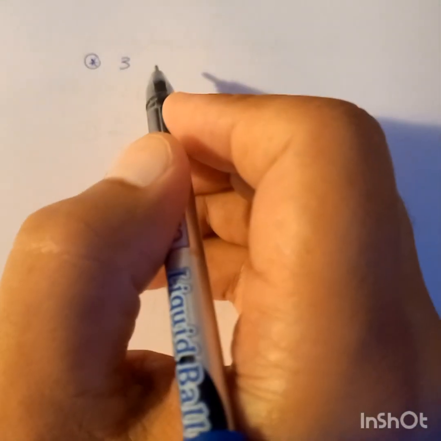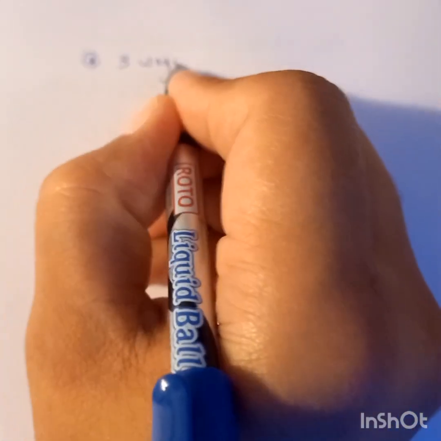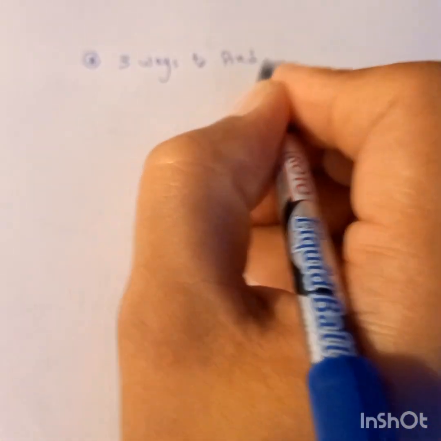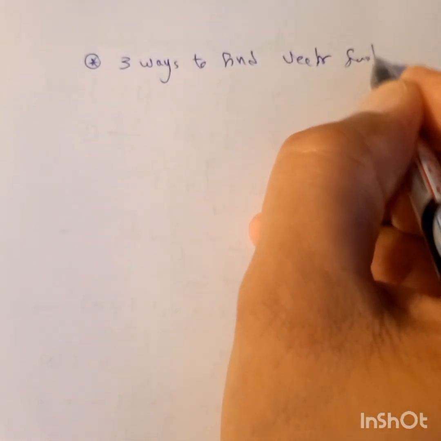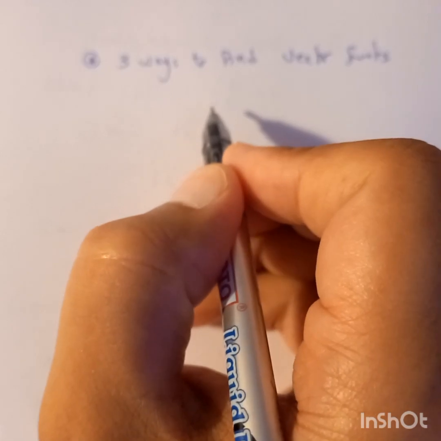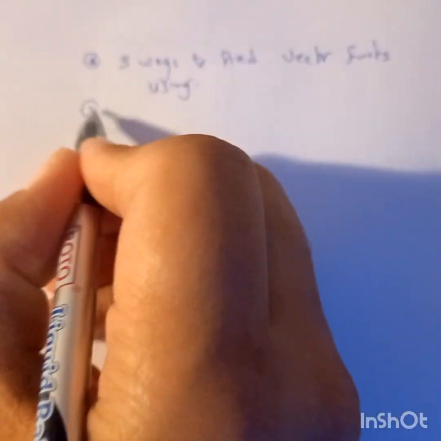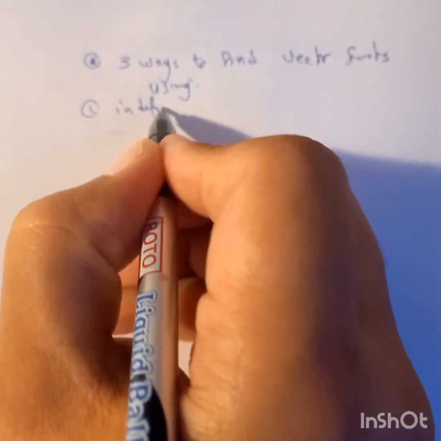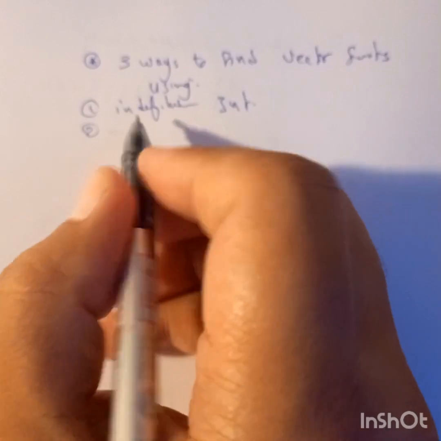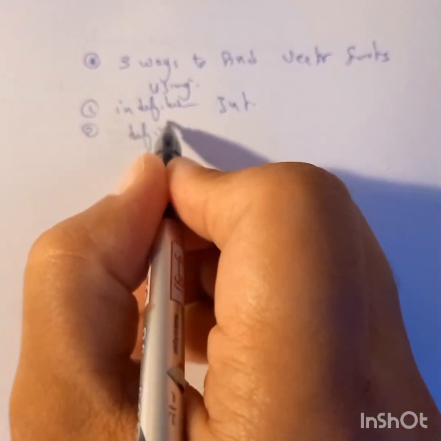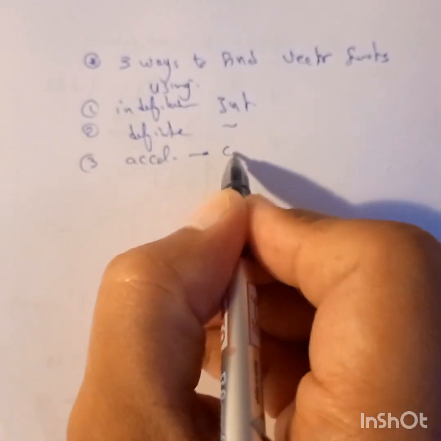Now we can summarize what I have explained before. We have three ways to find functions relating to the motion of a body in a straight line: number one, using indefinite integration; number two, using definite integration; and number three, when acceleration is constant.